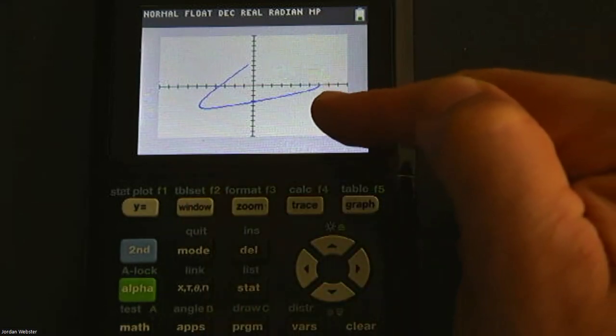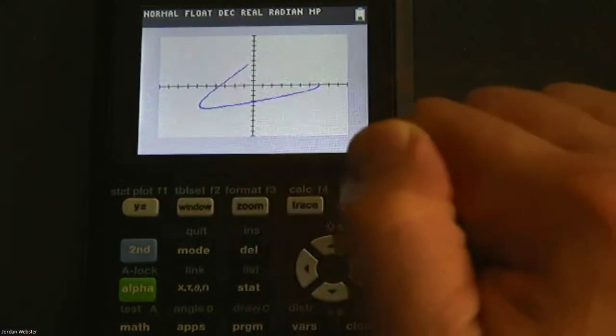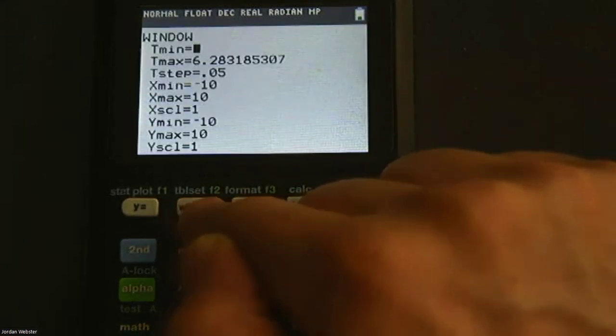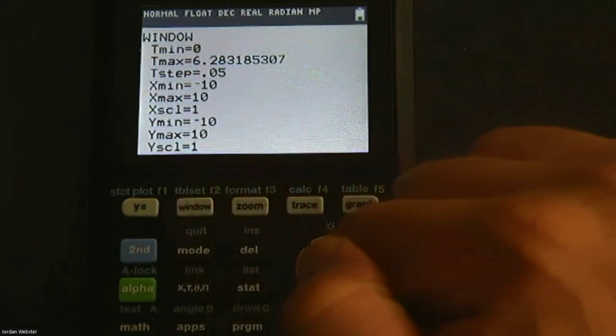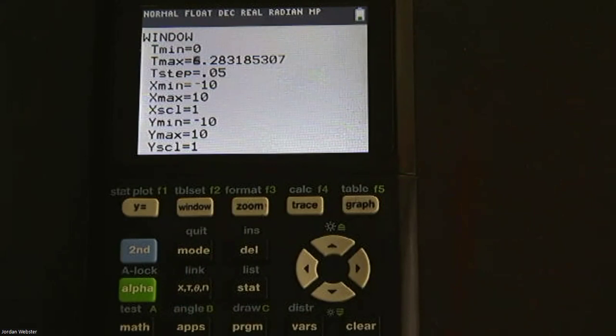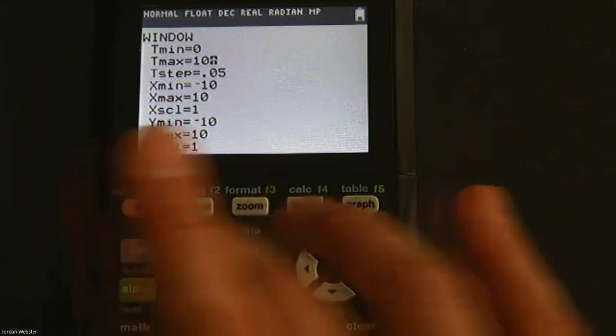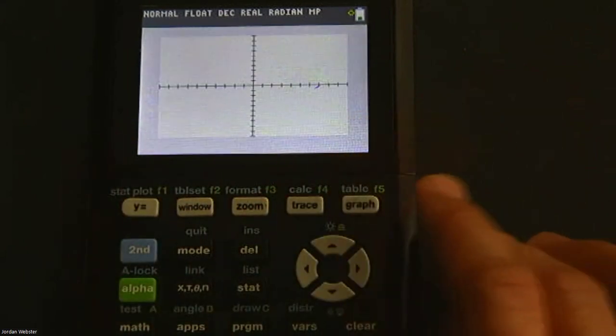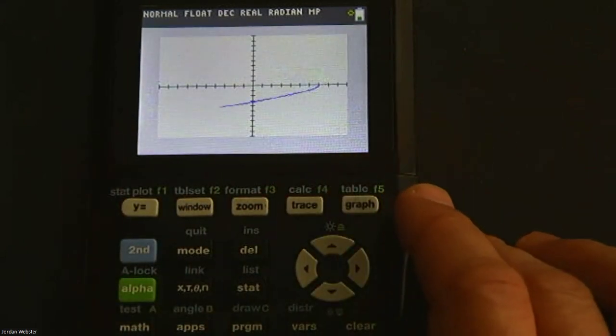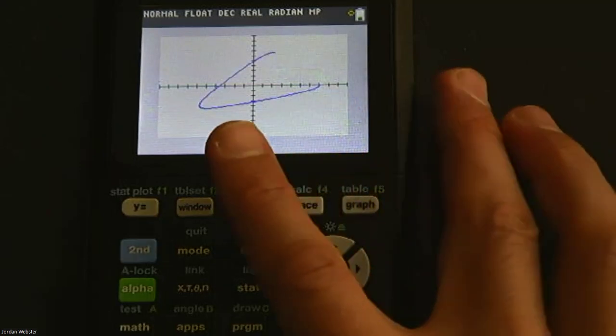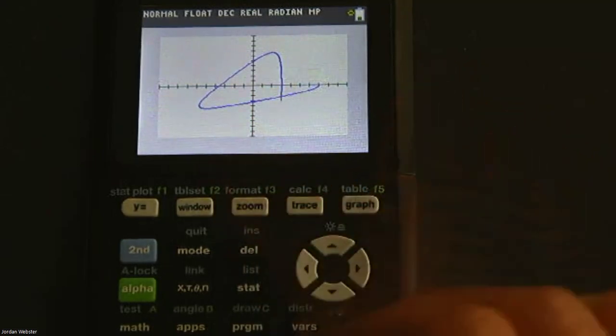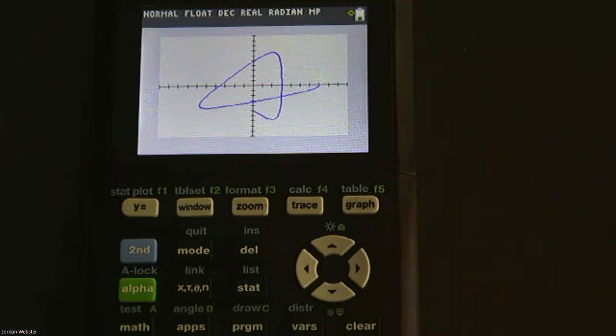Notice that if I go from 0 to 2 pi, I just get this portion of it. That was because the window went from 0 to 2 pi. Obviously, I want to go more than 2 pi. I think if we go out to 10 pi, that should be enough. But you can see also how this is being drawn and the orientation of how this works. So we get this star shape.